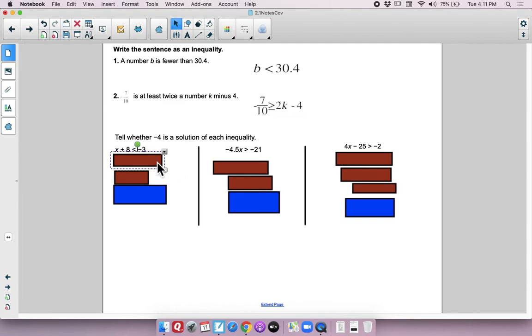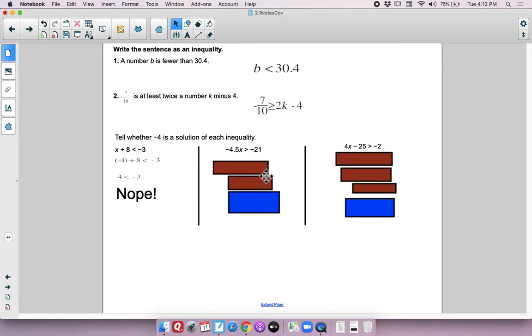So if I'm plugging in -4 for x, use my parentheses, plug it in, simplify my left side, and hopefully you got 4, and is 4 less than -3? Is that a true statement? No. So is -4 a solution? No. Doesn't mean that there aren't solutions to that. Clearly there are, but it just means -4 is not one of them.